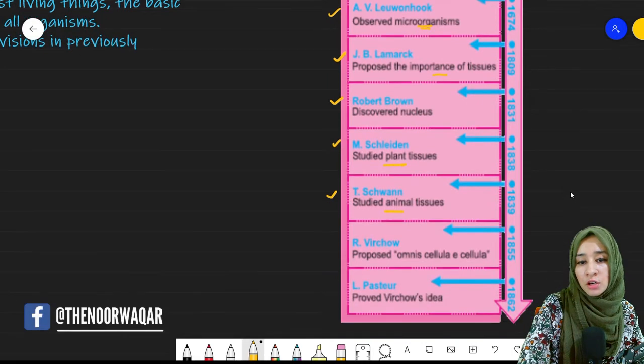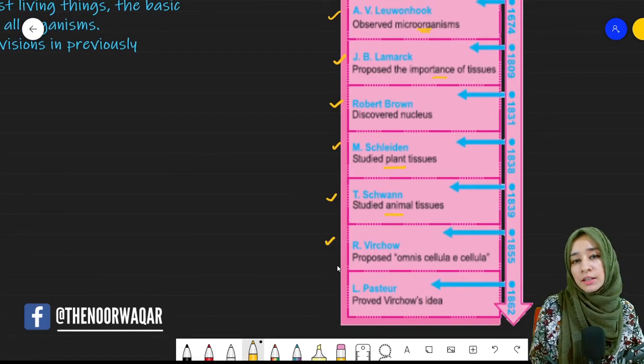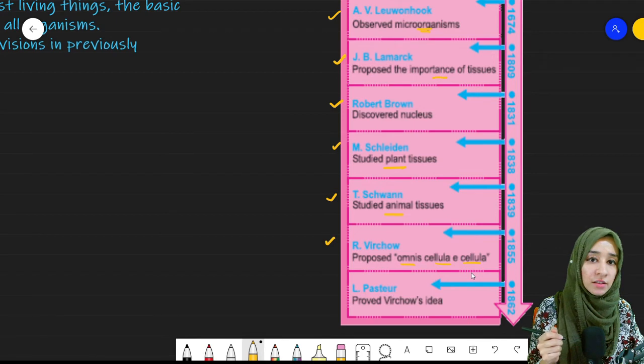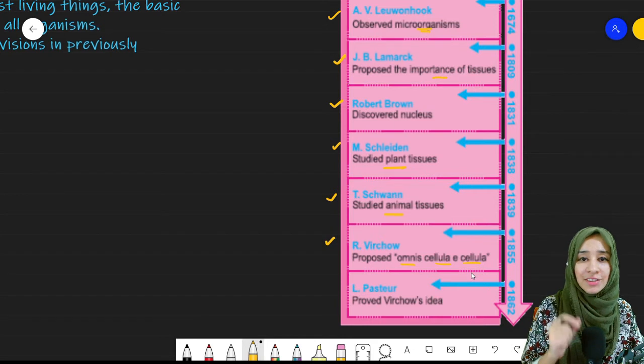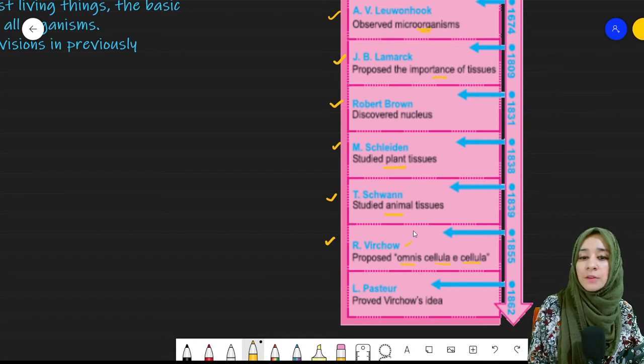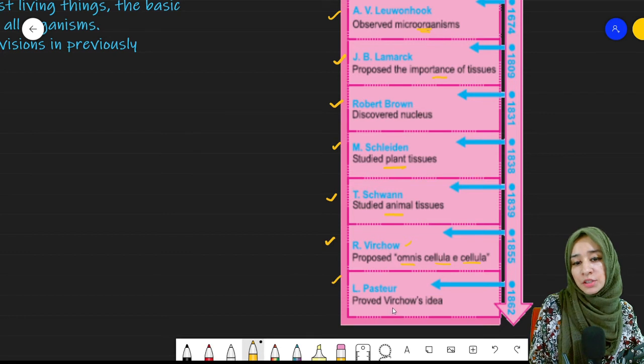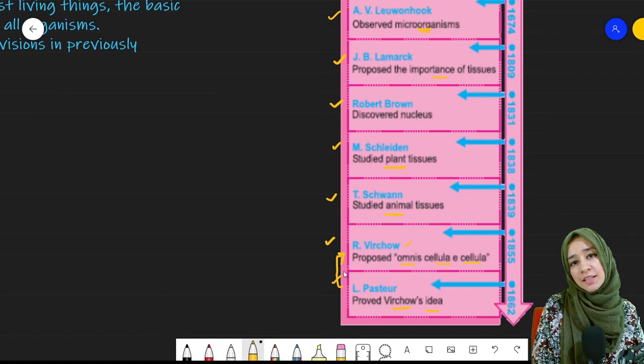Then came Virchow. He proposed a theory that was known as omnis cellula e cellula. What is the meaning of omnis cellula e cellula? The meaning of this is that cells arise from pre-existing cells. Already present cells will give rise to new cells. This is the theory that was proposed by Virchow. Then came Louis Pasteur. He proved that the idea of Virchow is correct. So Louis Pasteur played his role in about 1862.